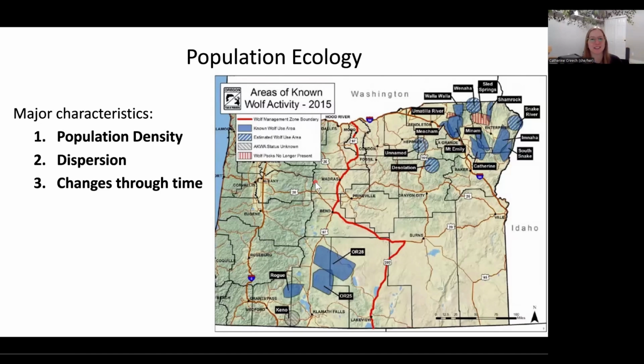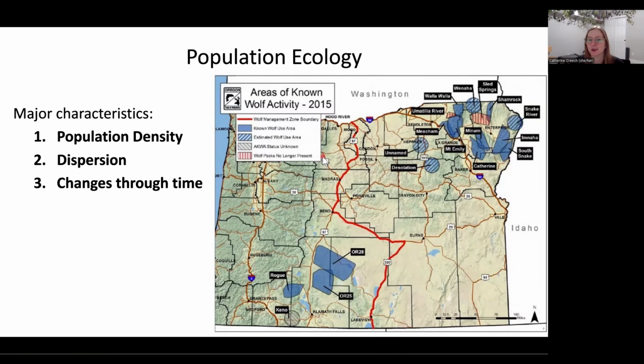Hello, biologists. Today's lecture is about population ecology. So what is population ecology? Population ecology is trying to understand how a group of one species exists in its life, right? So we're going to look at populations, population density, dispersion, and changes through time. Each one of those things has subcategories under it, so we'll get into it.